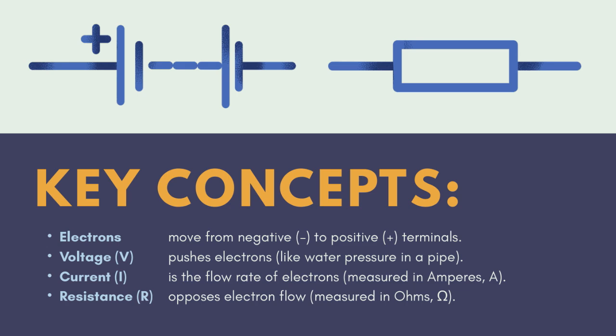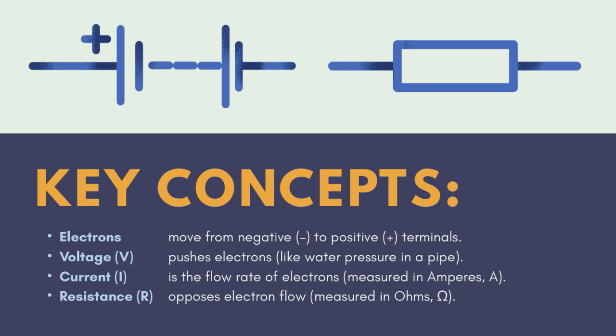Now, as electrons move, they create a flow called current, which we measure in amperes. You can think of current as how much water is flowing through the pipe at any given time. But there's also resistance, which is like a partial blockage inside the pipe. Resistance opposes the flow of electrons, making it harder for them to move. We measure resistance in ohms or omega. The more resistance there is, the less current flows for a given voltage.